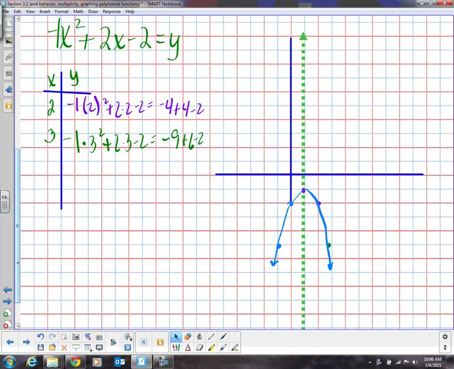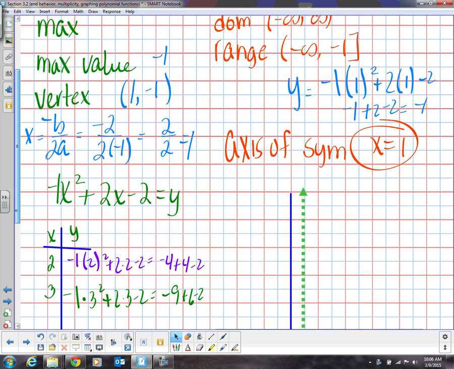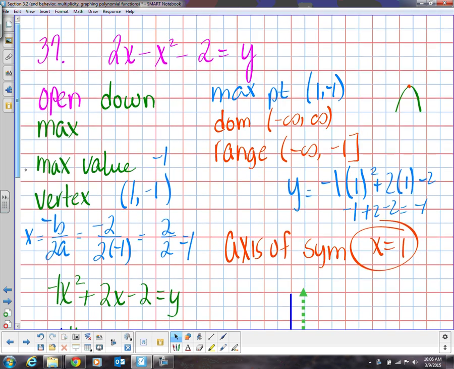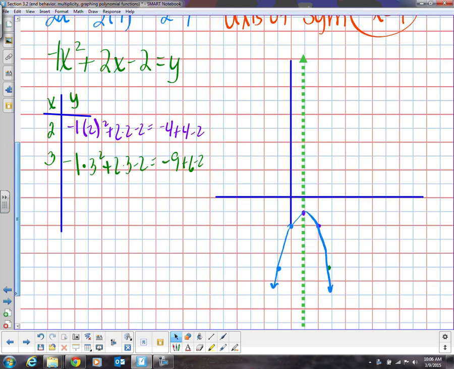Okay, there will be a quiz tomorrow, and it's going to be on the standard form of the parabola, and I'm going to ask you all the information that I requested on the homework.